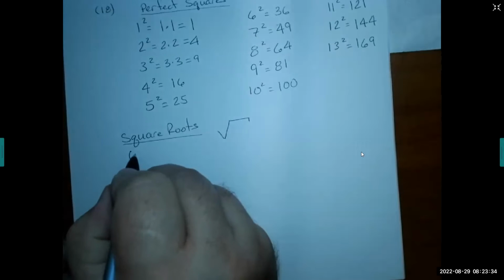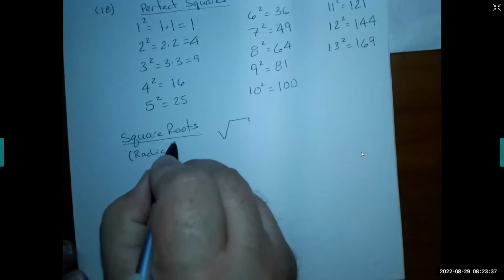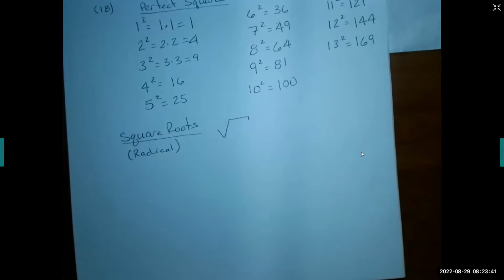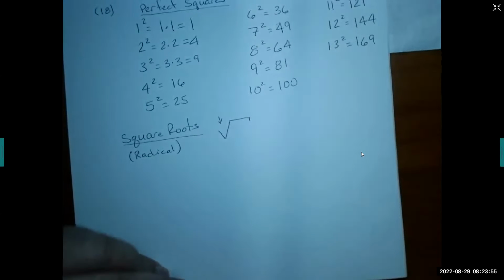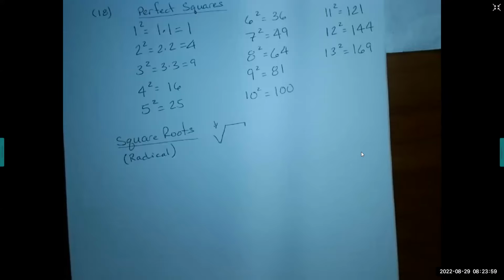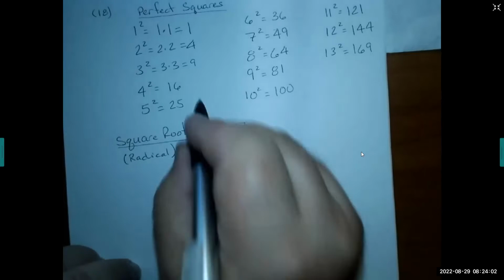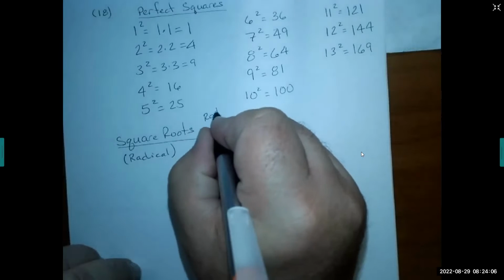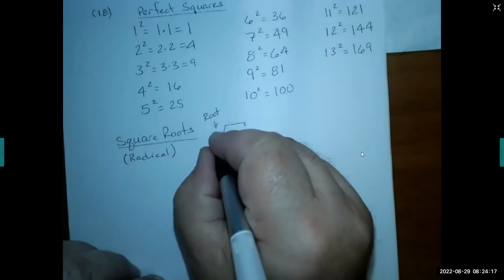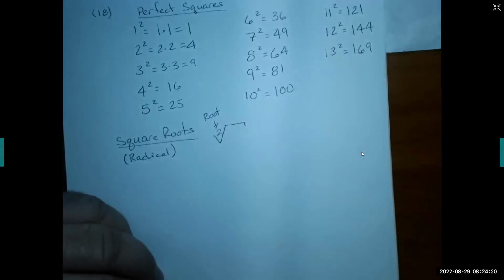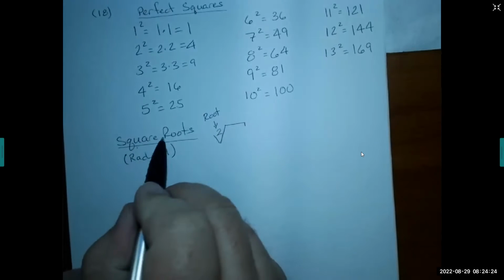Another name for that symbol is called a radical. So in mathematics, that's what we said. We're talking about radicals today. It means square roots. There's an invisible number there. This number in here is called the root. If there's nothing there, that means there's an invisible 2 in there. Hence, square root.